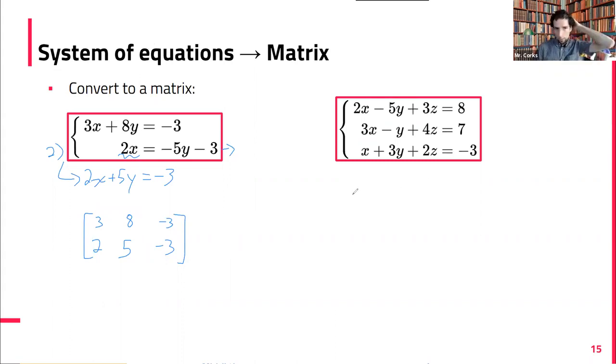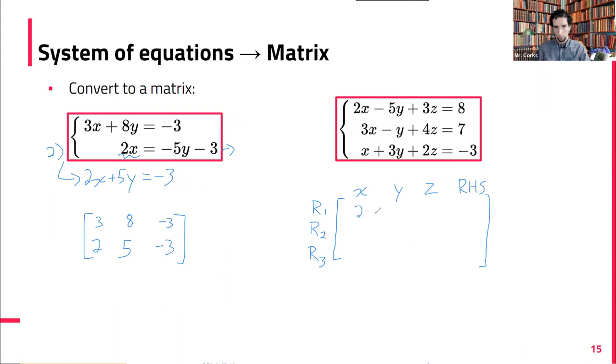All right, the next one. We have 3 rows, and how large will our matrix be? How many rows, how many columns? 3 rows and 4 columns. Okay, so 1, 2, 3 rows and 1, 2, 3, 4 columns. Actually, let's write the labels on here. This is our row 1, row 2, row 3, and these are the X, Y, Z, and right-hand side columns. Okay, what's the first row?